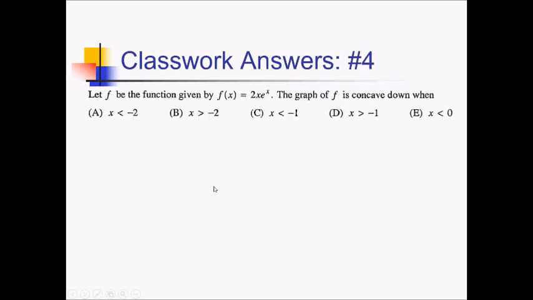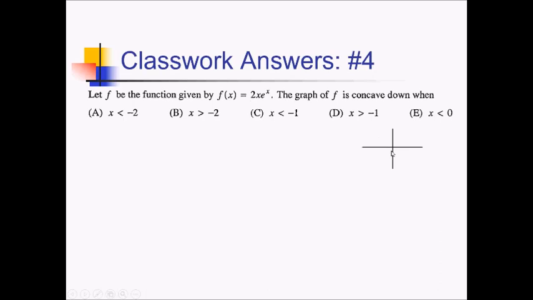For this problem, we want to know when f of x equals 2x times e to the x is concave down. So for this, we're going to have to figure out when f double prime is negative. So we have to start by at least taking the first derivative, and then we'll go from there. That's going to require the product rule in this case.